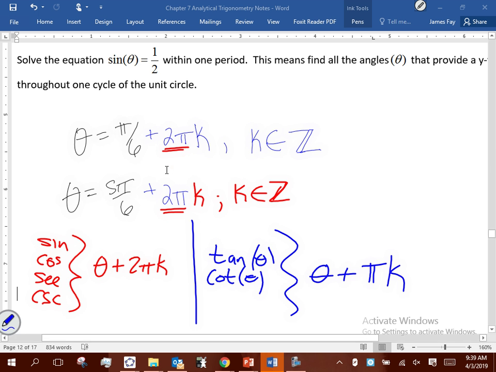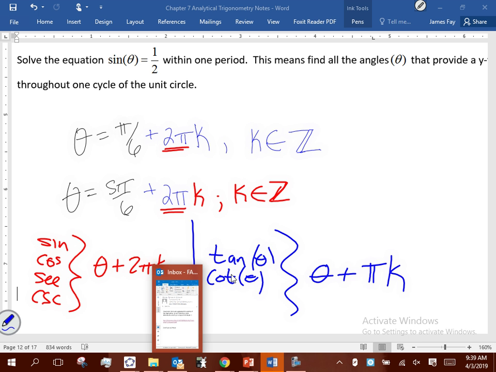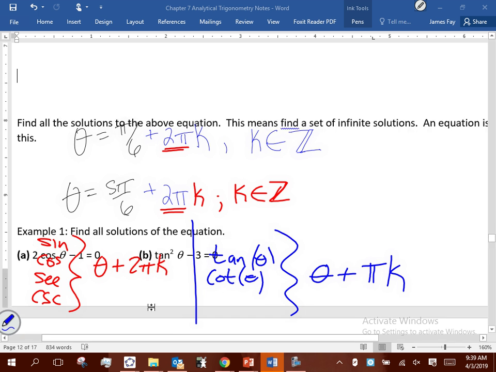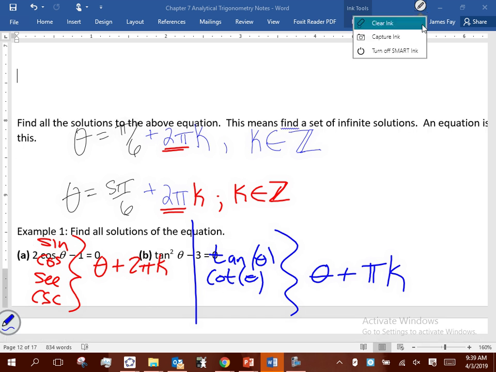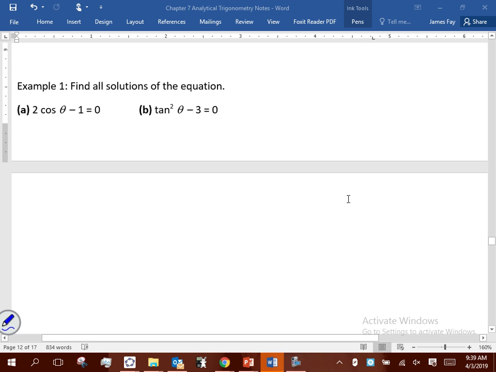So just be careful that we're always thinking when we see a tangent and cotangent that it's a little bit different because the period is different for those functions. Okay, so let's go through and actually do a couple of full-on questions with this, and they're not that terrible of questions today.